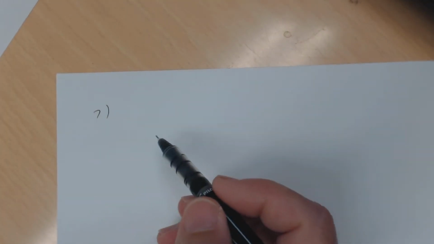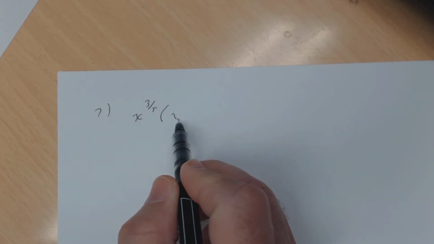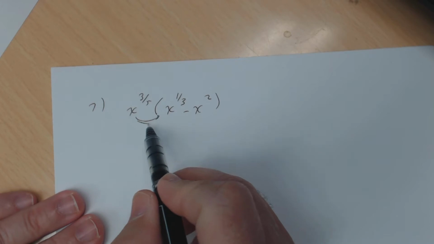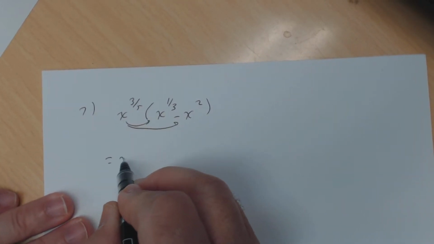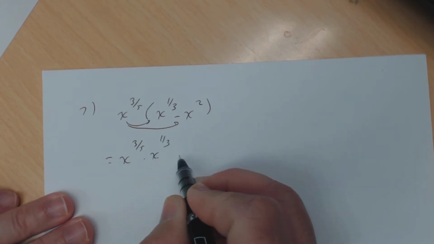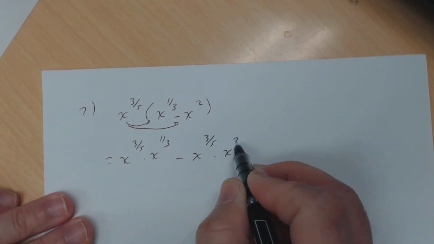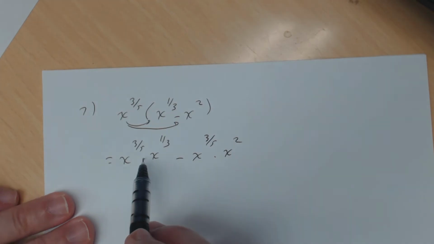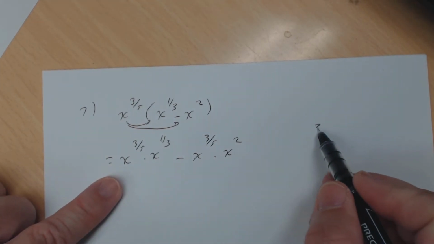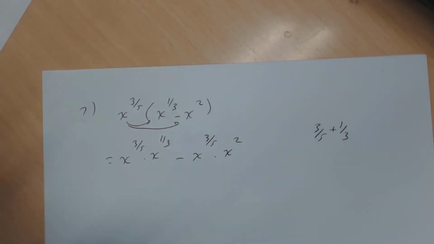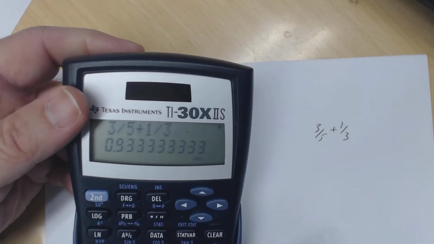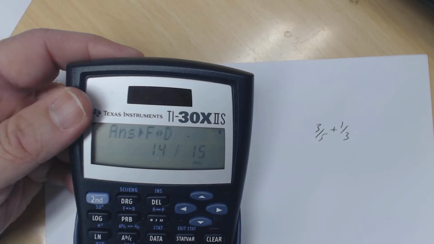Number 7, let's try this one. Alright, you get x to the 3/5 times x to the 1/3 minus x squared. Alright, so over here you're going to distribute. So you're going to get x to the 3/5 times x to the 1/3 minus x to the 3/5 times x squared. So every term in here is going to multiply x to the 3/5. Okay, so we multiply like bases, you add exponents. So 3/5 plus 1/3. So let's figure out what that is. So 3/5 plus 1 divided by 3, and then changing that to a fraction, we get 14/15.